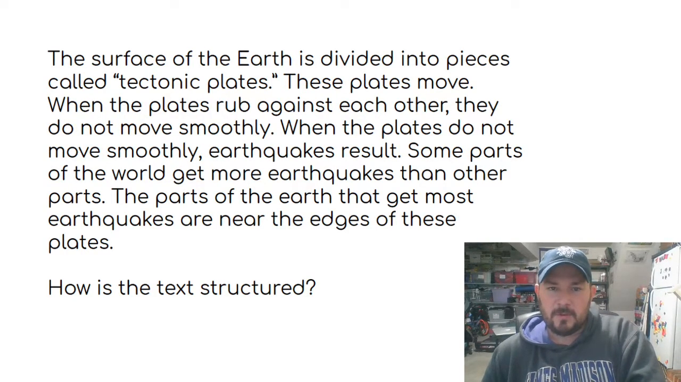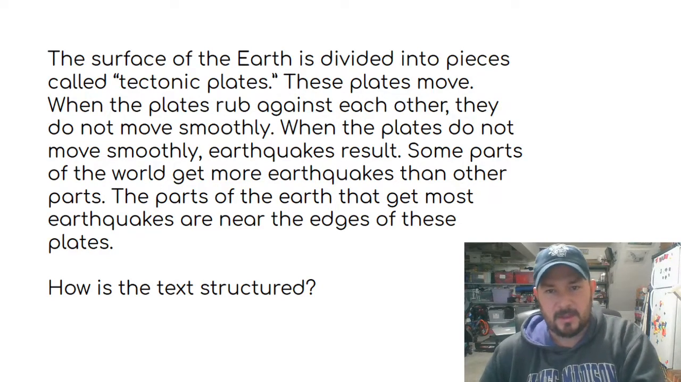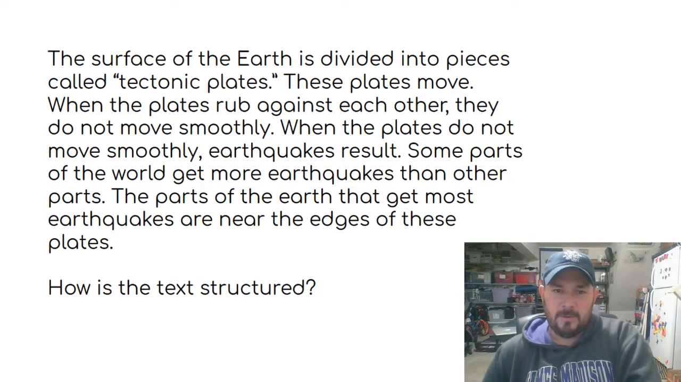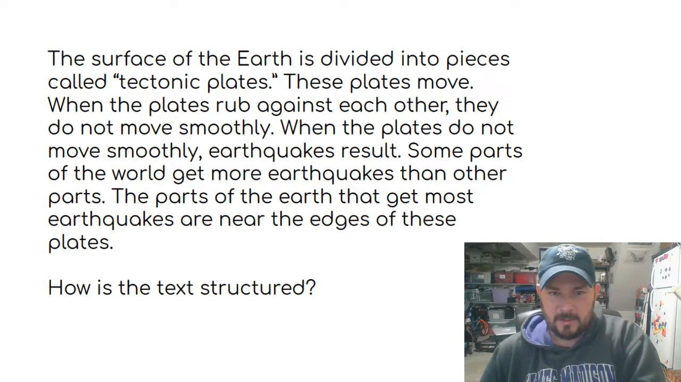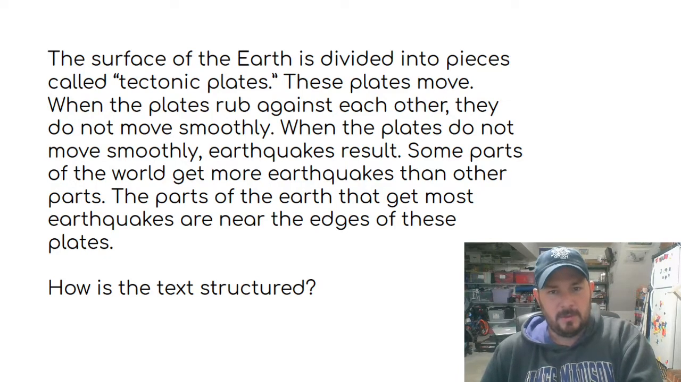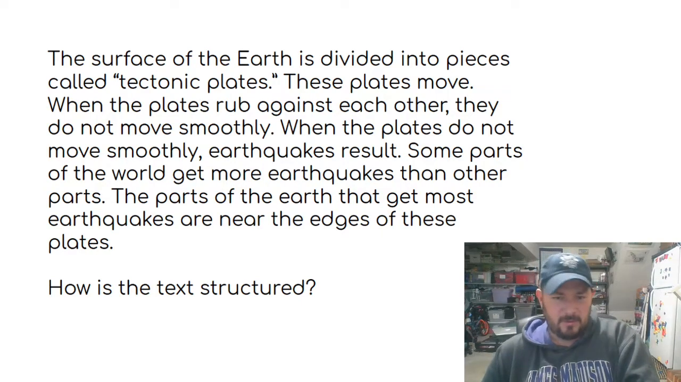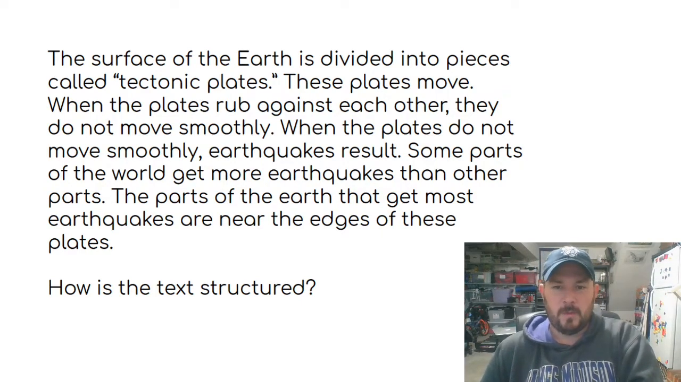All right, so this first one says the surface of the earth is divided into pieces called tectonic plates. These plates move. When the plates rub against each other, they do not move smoothly. When the plates do not move smoothly, earthquakes result. Some parts of the world get more earthquakes than other parts. The parts of the earth that get most earthquakes are near the edges of these plates. How is the text structured? So just push pause if you need more time.